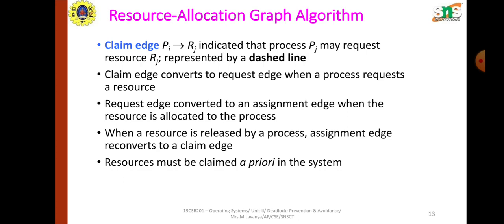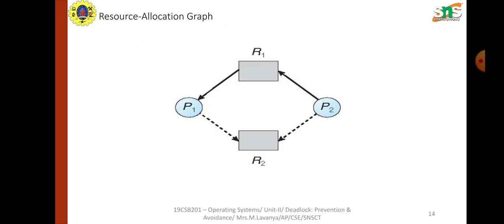In this, the resource allocation graph algorithm is seen first. The claim edge is nothing but the request edge from Pi to Pj, which indicates Pj may request resource Rj, represented by a dashed line. Okay, in this, the claim edge is nothing but a request edge, and the dashed line indicates the request path which can be granted. For example, let's see here. Here is the dashed line indicated, right?